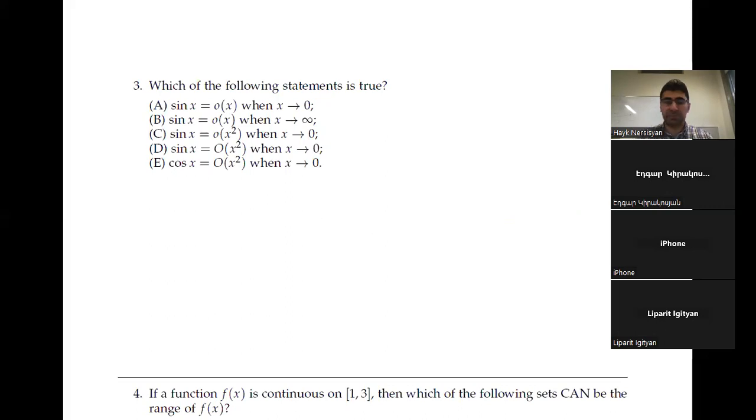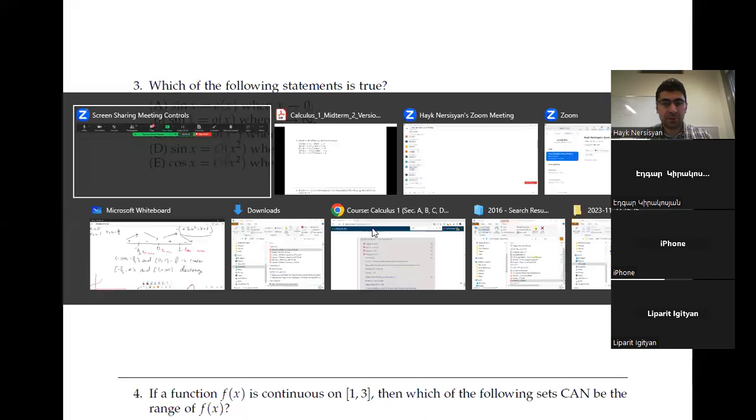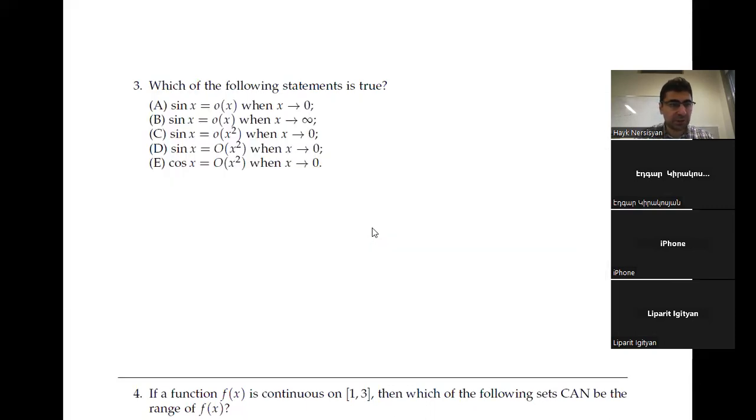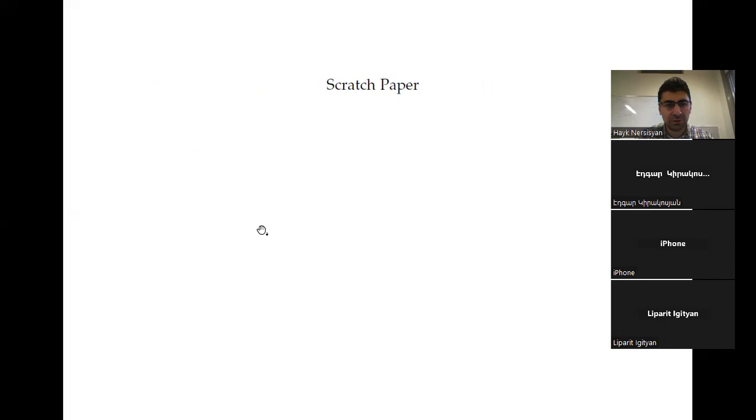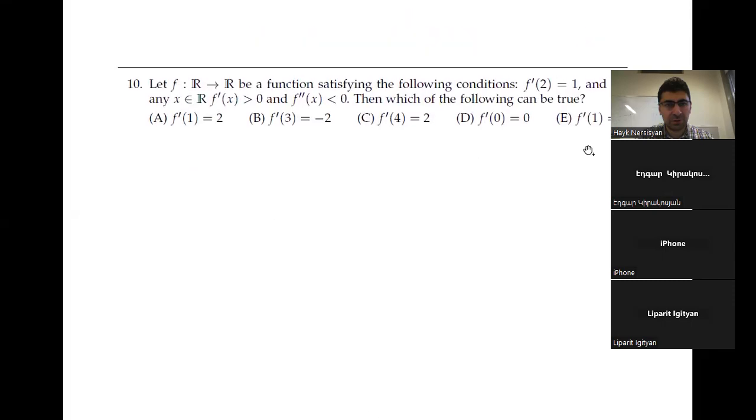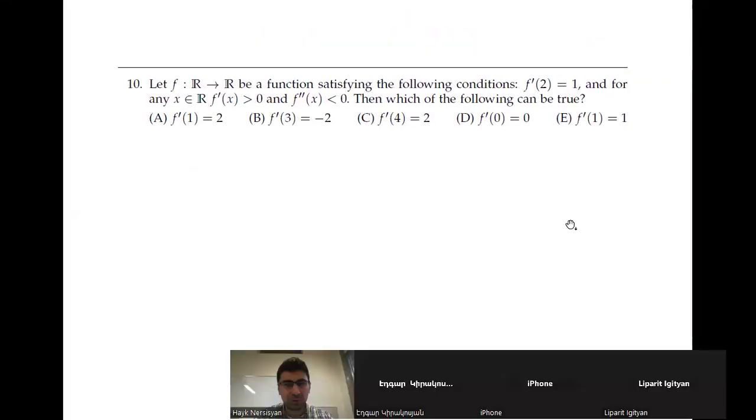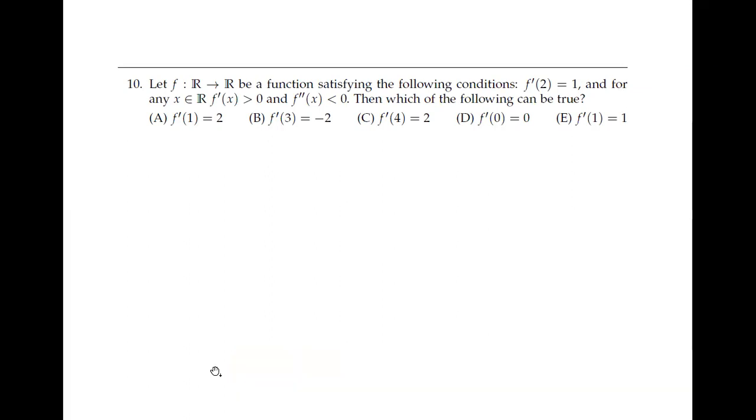Next one. Okay. The next question is again from 2017, multiple choice number 10. F prime at 2 is 1, and second order derivative negative.